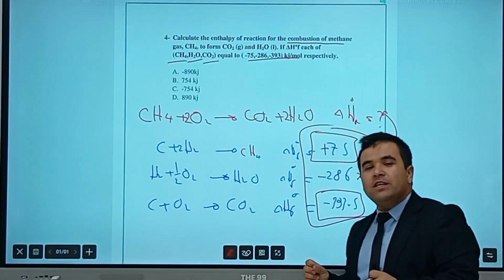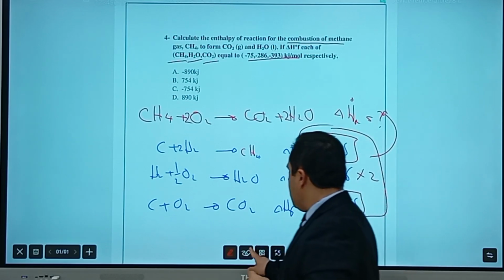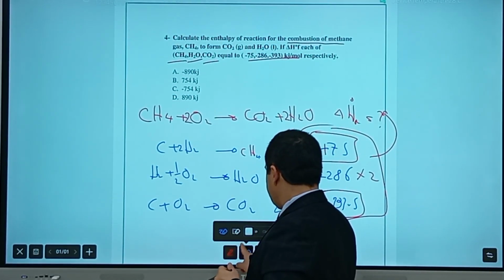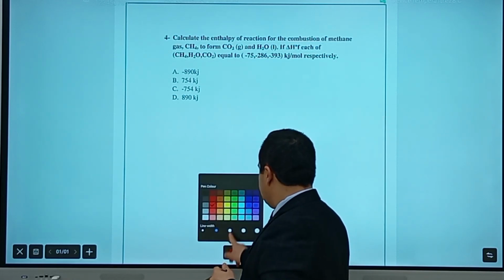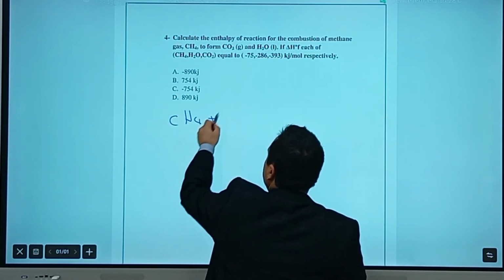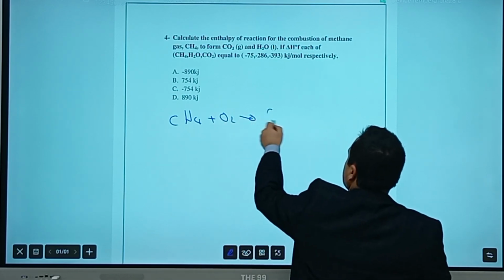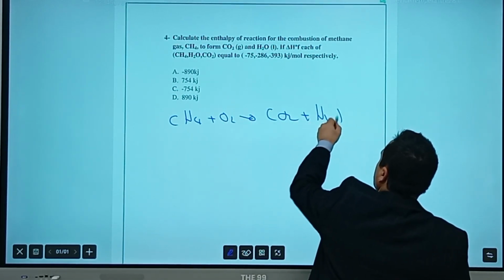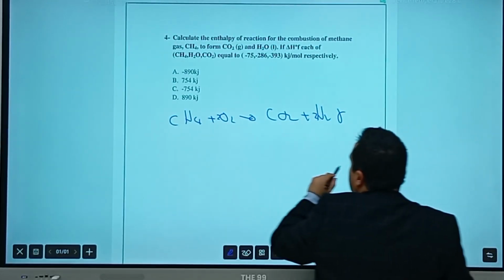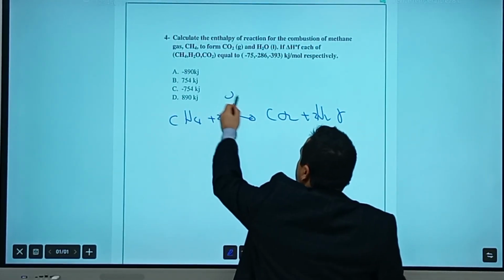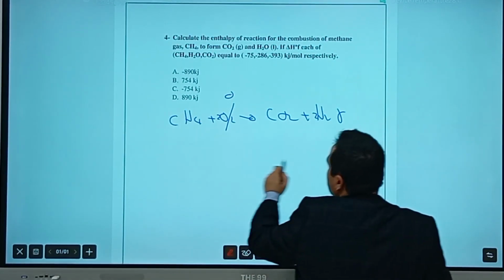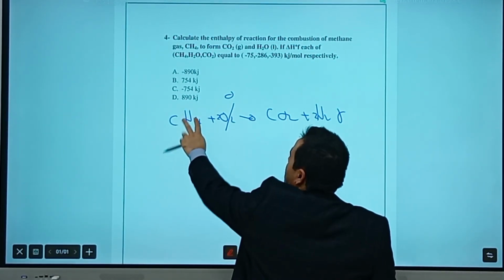Or we can solve this by what? By the equation method. CH4 with oxygen will produce CO2 plus 2 H2O. The enthalpy of formation of oxygen is 0. The enthalpy of reaction is the enthalpy of formation of the products, CO2 and H2O, minus methane.